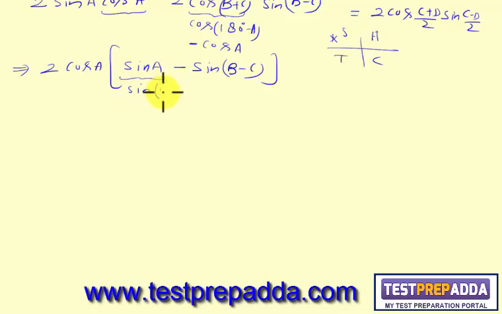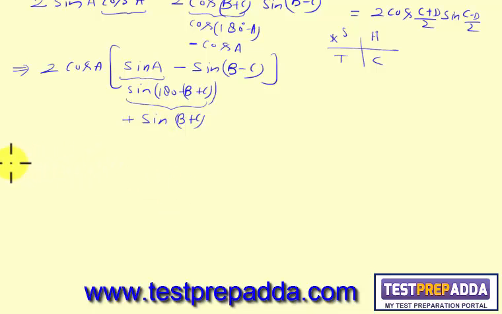Sine 180 minus (B plus C). Okay, what is sine of 180 minus (B plus C)? It will lie in the second quadrant, so sine is positive, so it will be positive. Sine of 180 minus something will remain sine (B plus C).